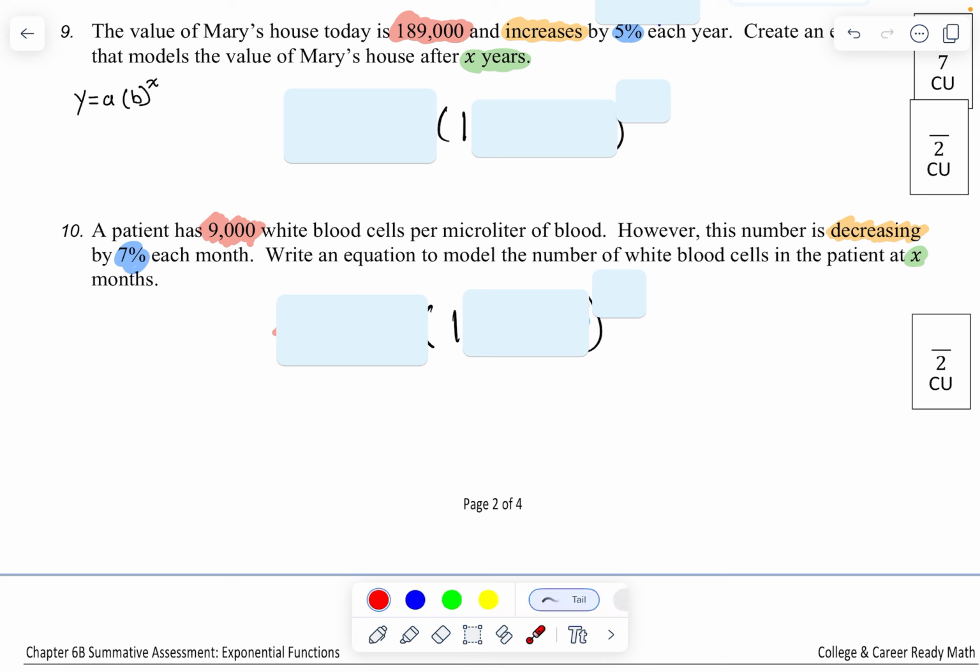So the first thing I'm going to do: what's the initial value of the house? What's my A value? Well, that's what the value of it is today, $189,000. It's increasing, so in my B value, by 5%. I know the increase tells me I'm going to be adding, and the 5%, if I do 5 divided by 100, I get 0.05. So that is going to be my base, 1 plus 0.05, or you could add them and say it's just 1.05.